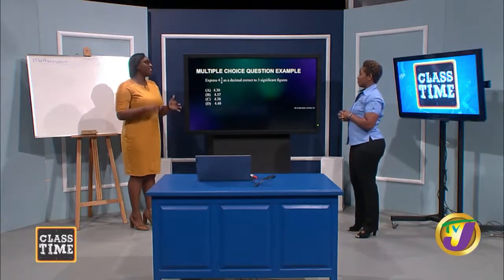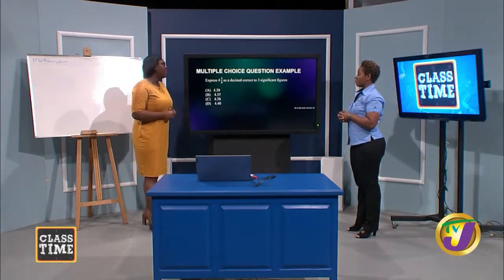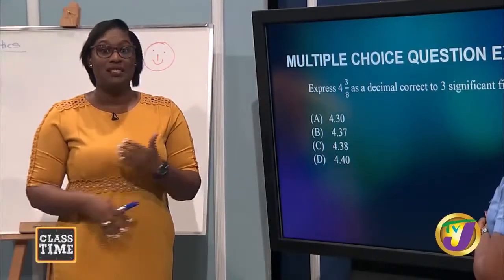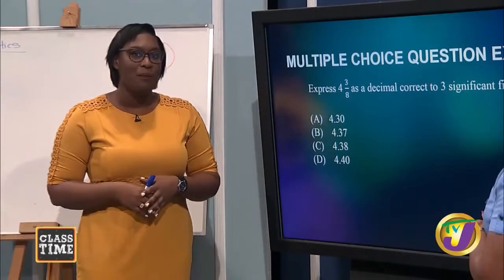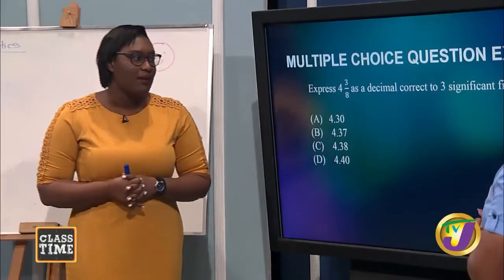Oh boy, so now they're throwing us for a loop. Here it is that we have: express 4 and 3/8 as a decimal correct to 3 significant figures. Now, here it is that we have a mixed number and we're asked to express this mixed number as a decimal and then write it correct to 3 significant figures. All right, so how are we going to go about this one?